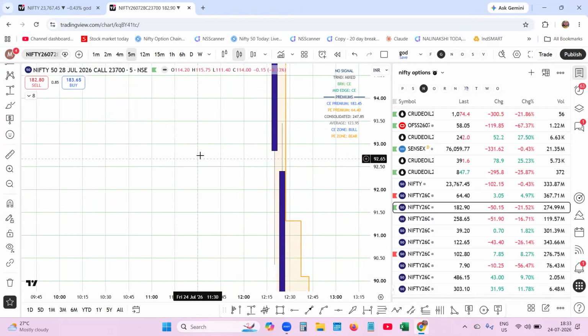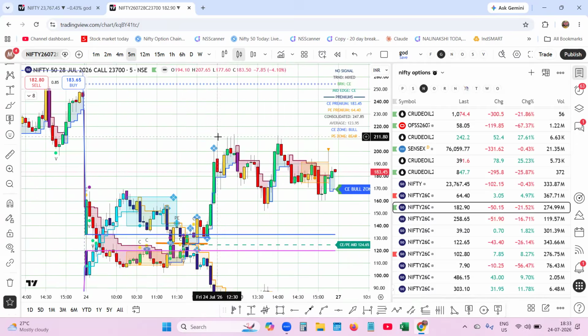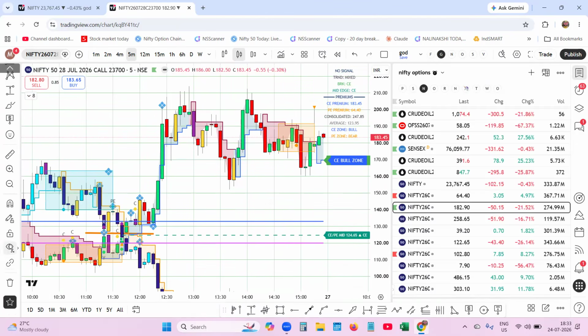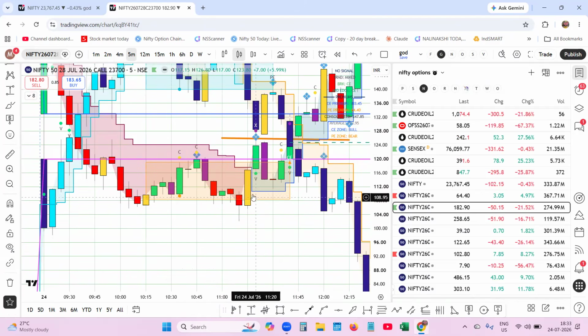Let me take out this drawing mode. Here, people make the mistake of entering seeing this candle. It has not flipped. It is a green candle, and it is also an engulfing candle. But the grid zone has not flipped. It is bearish. You must apply this filter only when the grid flips.